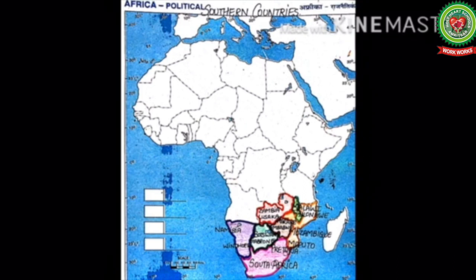Number 4, Namibia and its capital is Windhoek. Number 5, Botswana and its capital is Gaborone. Number 6, it's Zimbabwe and its capital is Harare. Number 7, Zambia and its capital is Lusaka.